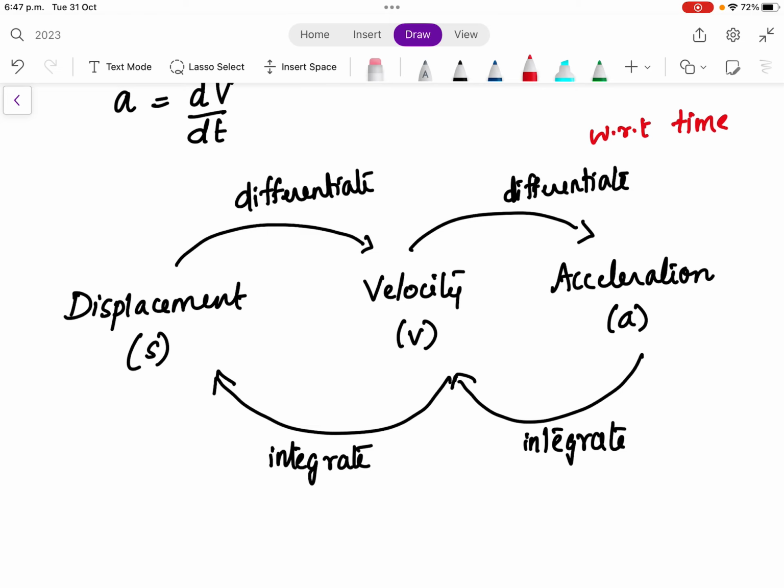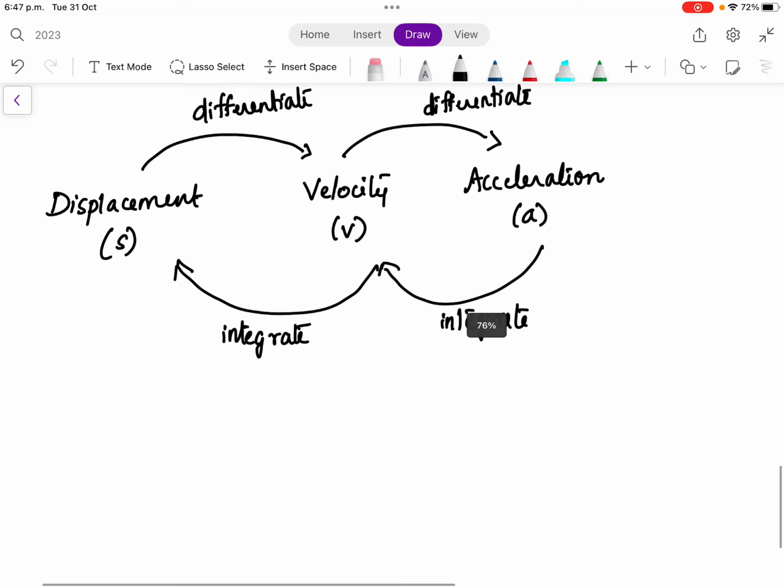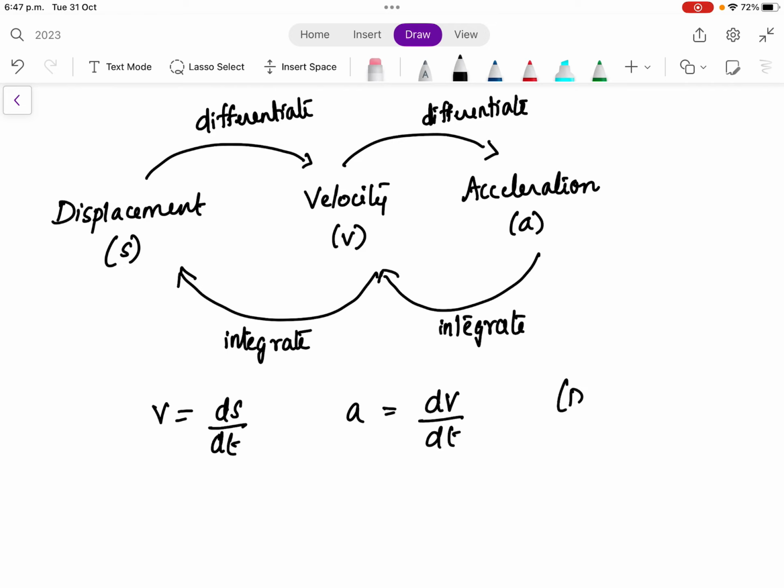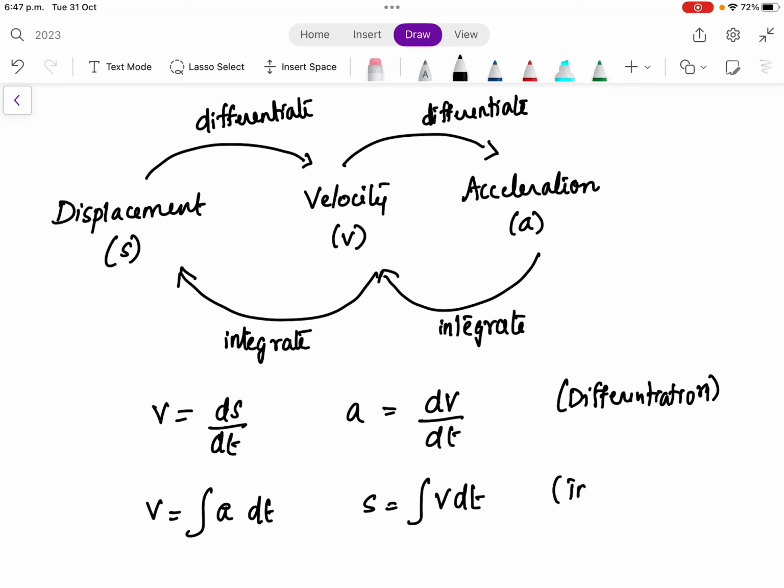Time is the factor here, which is why we put A is equal to dv by dt. To make this a bit clearer, I will start from this side: V is equal to ds by dt, A is equal to dv by dt. This is the differentiation cycle. And for integration, V is equal to the integral of A dt, and S is equal to the integral of V dt. This is the integration cycle.